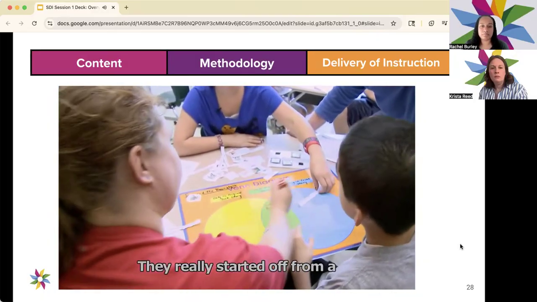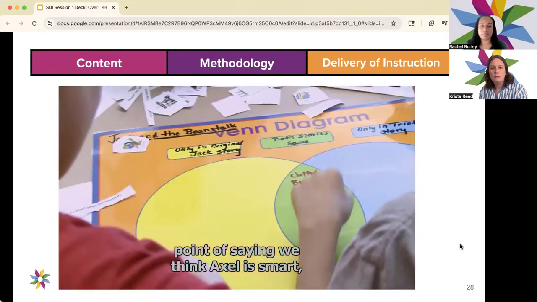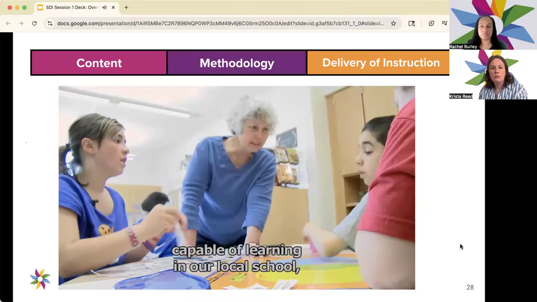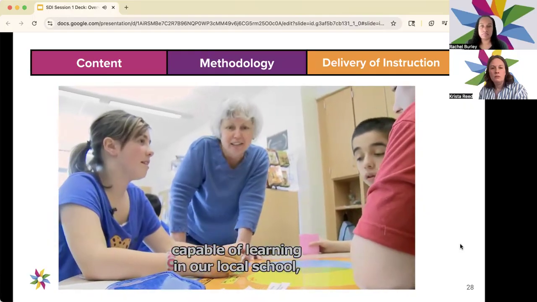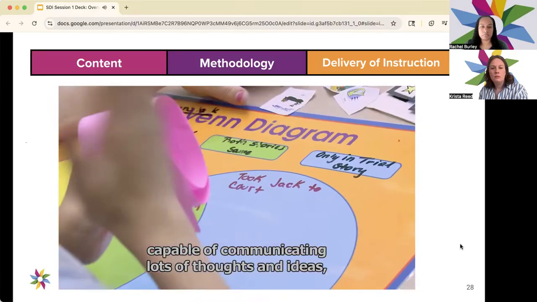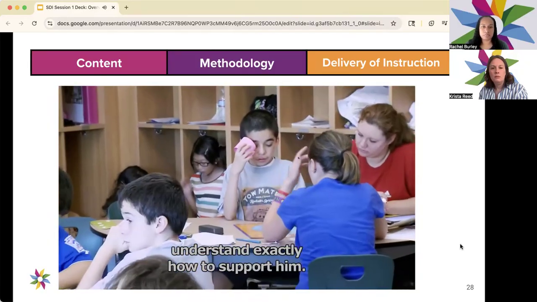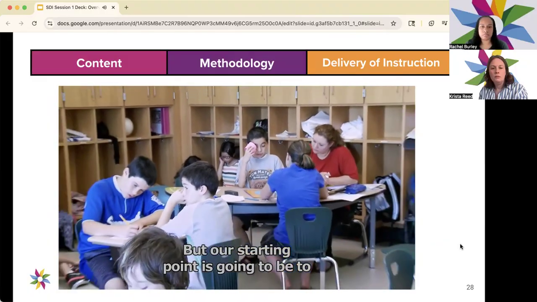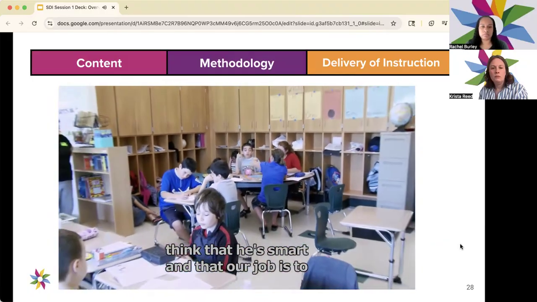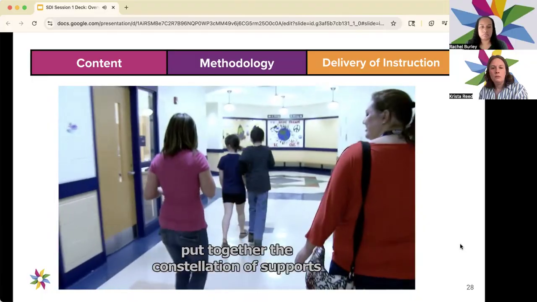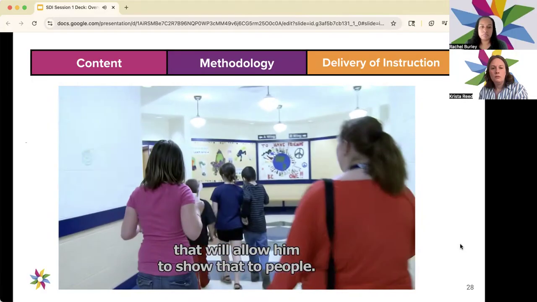Good job. They really started off from a point of saying, we think Axel is smart, capable of learning in our local school, capable of communicating lots of thoughts and ideas, but we don't presently understand exactly how to support him. But our starting point is going to be to think that he's smart and that our job is to put together the constellation of supports that will allow him to show that.